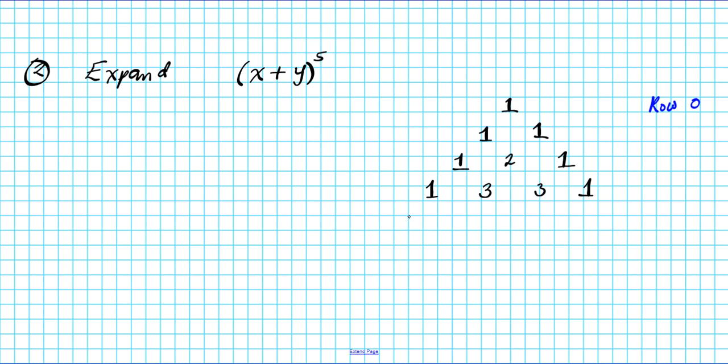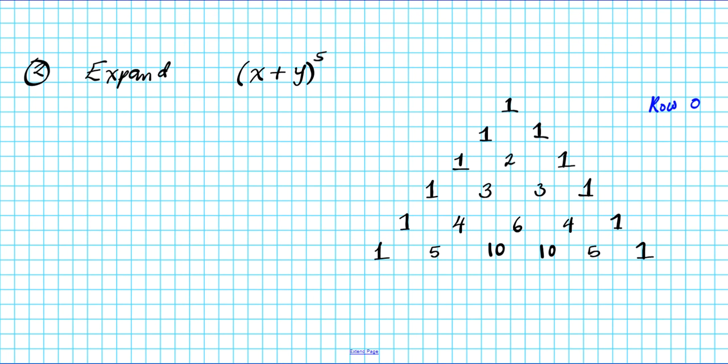Okay? Row 4: 1, 3 plus 1 is 4, 3 plus 3 is 6, 3 plus 1 is 4, and 1. One more row, starting out with 1s: 1, 1 plus 4 is 5, 4 plus 6 is 10, 6 plus 4 is 10, 4 plus 1 is 5, and then you have a 1 at the right end.